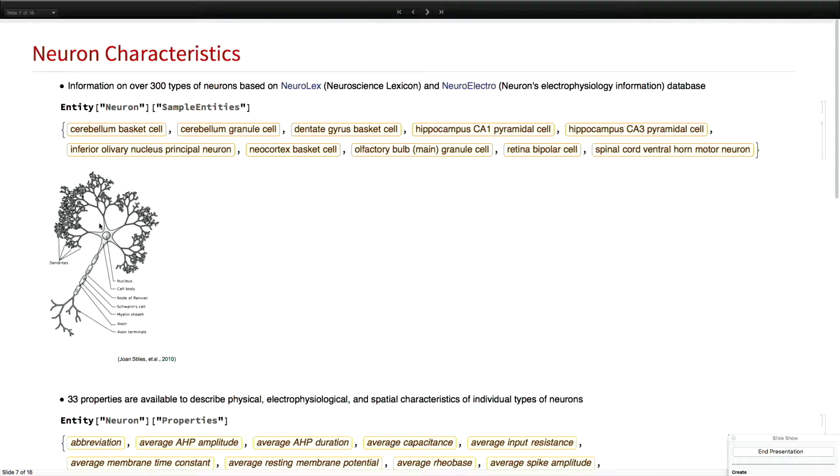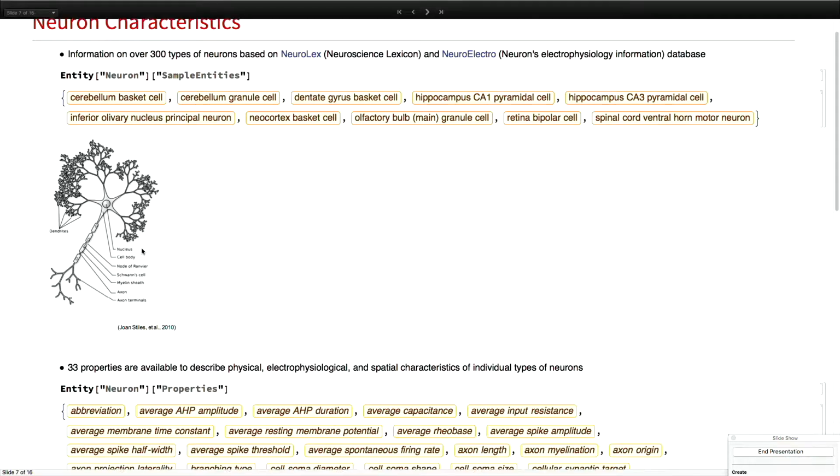This is the soma of a neuron that contains the cell body, and these branches are the dendrites, that's where the signals come in, so the input areas. And the signals travel down the axon and reach the axon terminals, where it makes synaptic connections with other neurons, so it passes the signal to other areas of the brain.